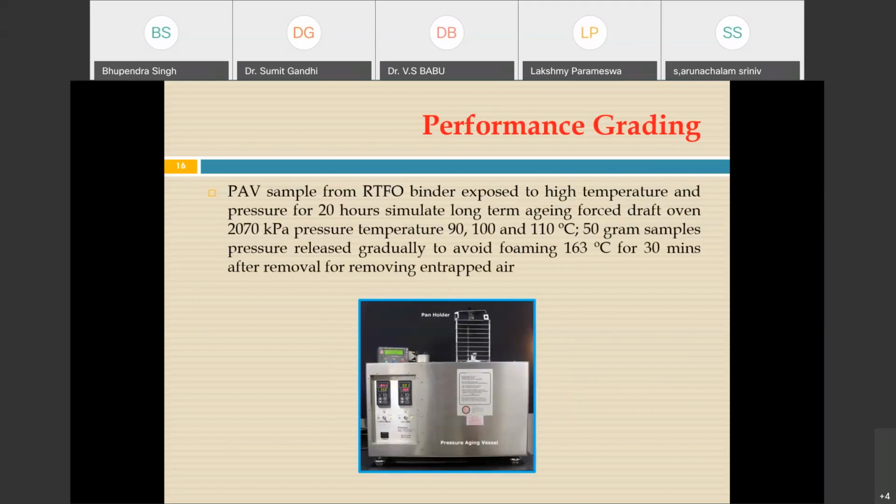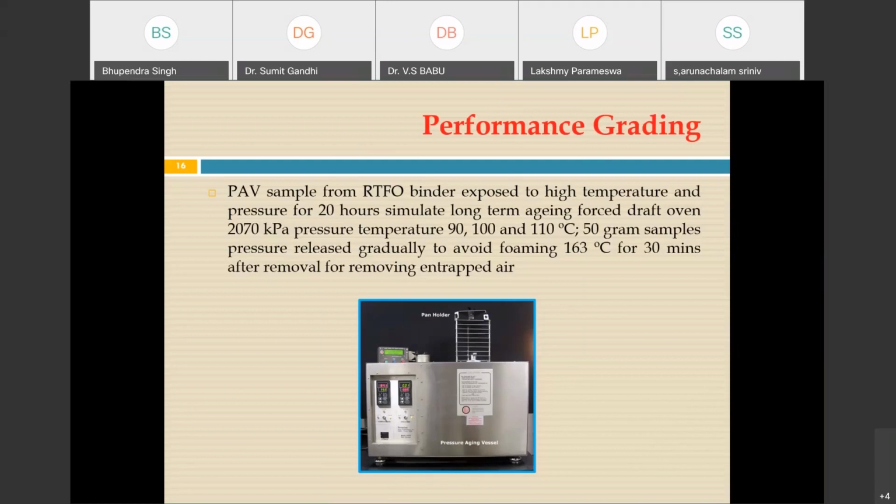Second one is the PAV. For short-term aging, we were using RTFO. Then long-term aging. Long-term aging occurs during the service life of the pavement. So what happens during the service life of the pavement? There will be rain, there will be UV rays coming from the sun, and there will be traffic load also. Due to this, our binder property changes over the period, and this change is called aging. The changes which occur after the construction of the pavement are called long-term aging, because they occur over a longer period, say 5, 6, 7, 10 years.